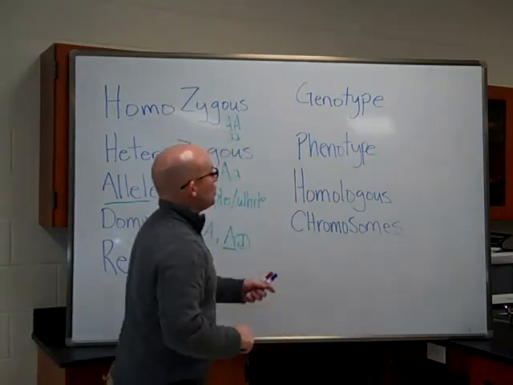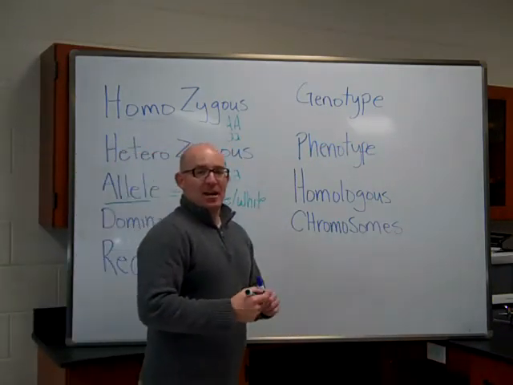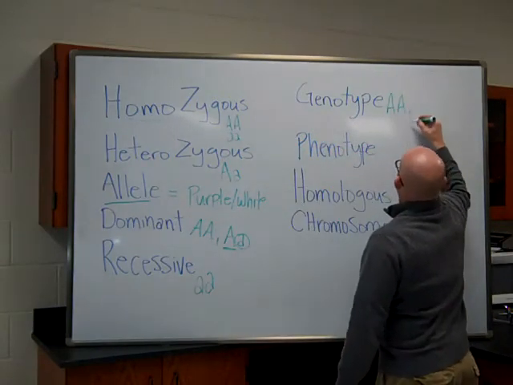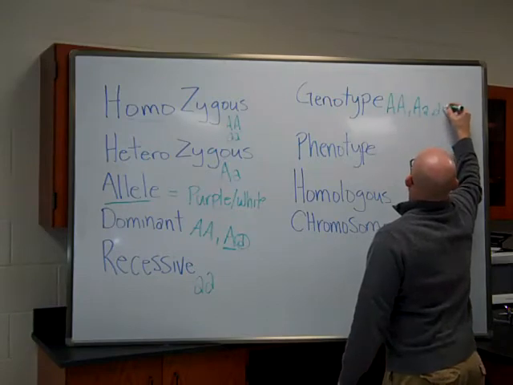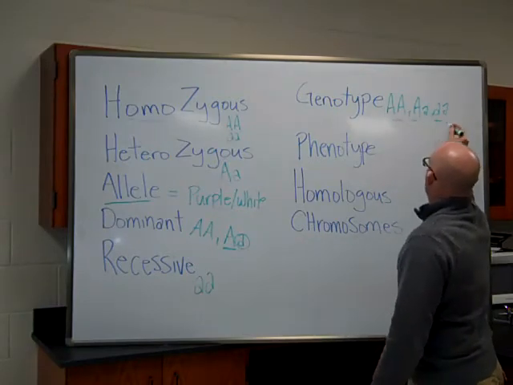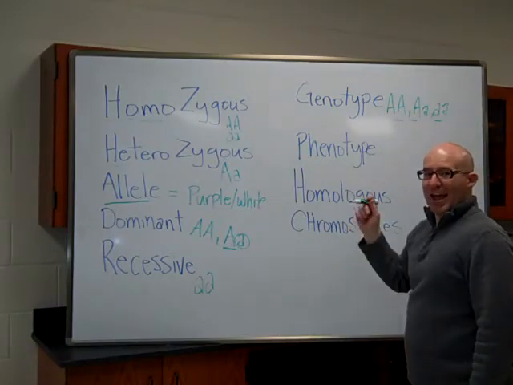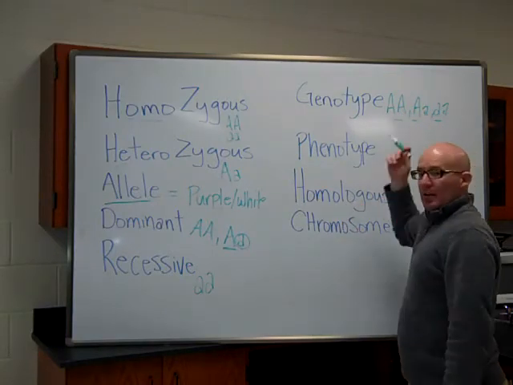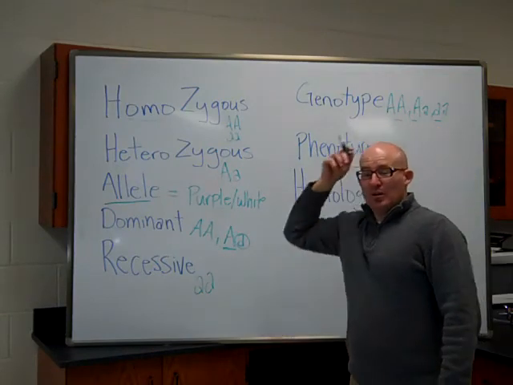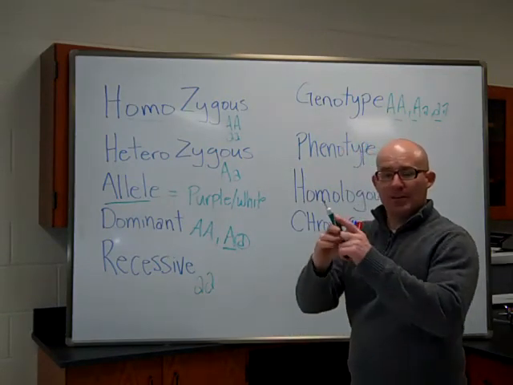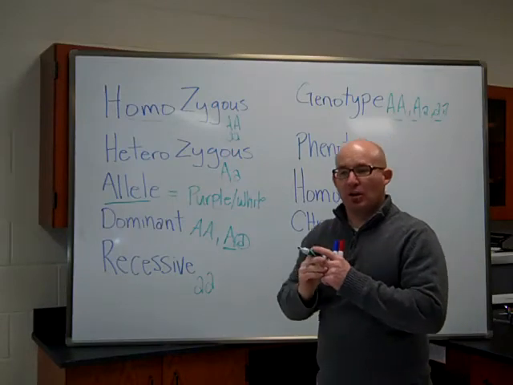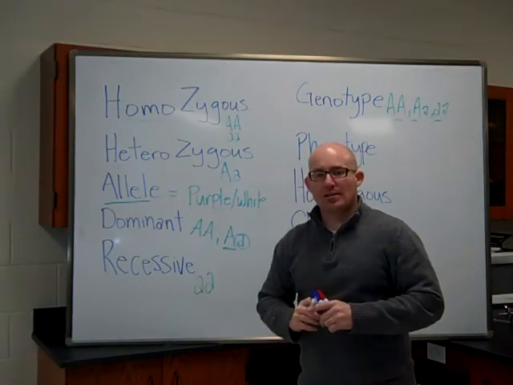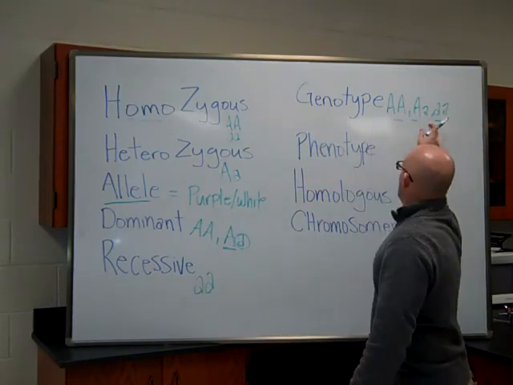Genotype. These are the actual genes that we see for a person. So this is like the big A, big A, or the big A, little a, or the little a, little a. It's the actual set of genes that the person has that code for a trait. A lot of times we don't know the genotype because the genotype's not visible. We can't actually look at the person and say, oh, I know what your genes are. So sometimes we have to do some tests to find out the genotypes. But that's what genotype means.